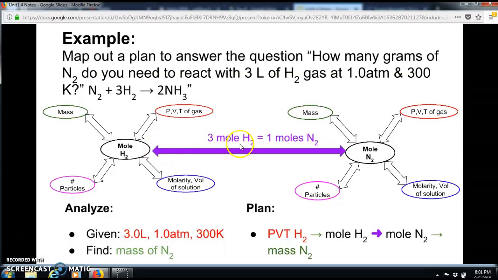So I just made the corrections. So again, we're starting off with the pressure, volume, and temperature of H2. We use that to get to moles of H2. Then use the conversion factor, which comes from the molar ratio, 3 moles of H2 to 1 mole of N2, to go to now the moles of N2. Once we have the moles of N2, we can find the mass of N2.